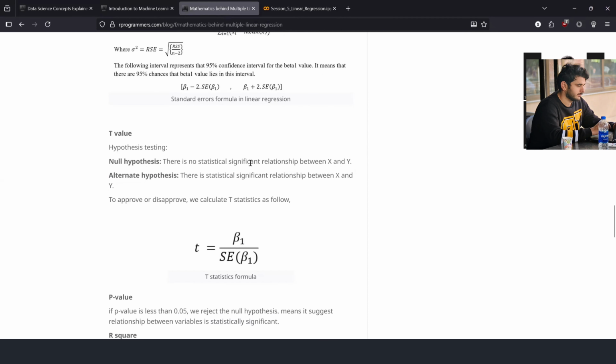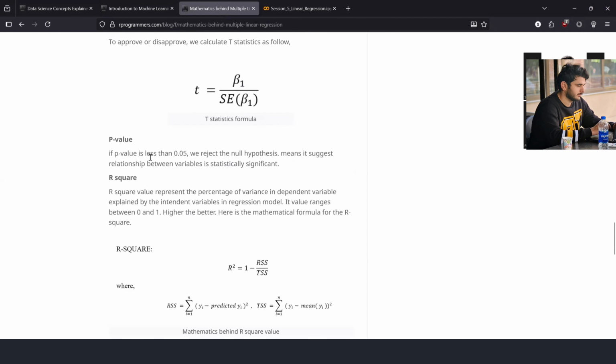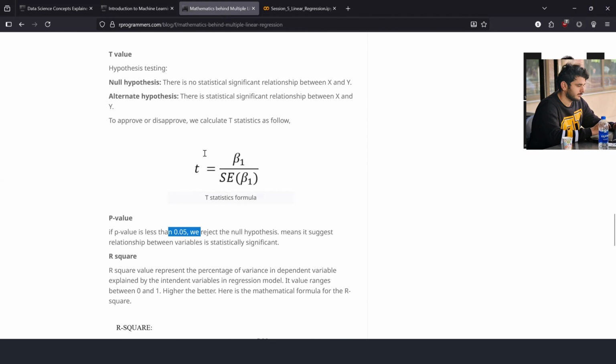Now, how can we verify that t-value, or we can verify that test? We can verify that t-test based on the p-value. It should be less than 0.05. If it's less than 0.05, we will go with the alternate hypothesis that there is a statistically significant relationship with the dependent variable.